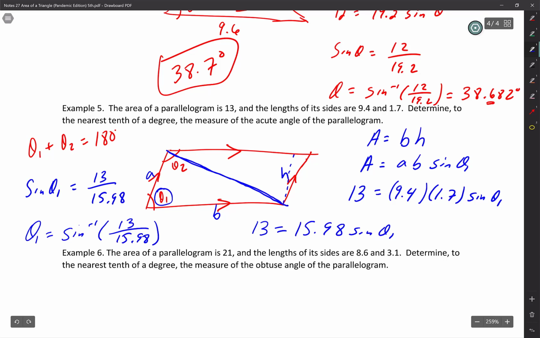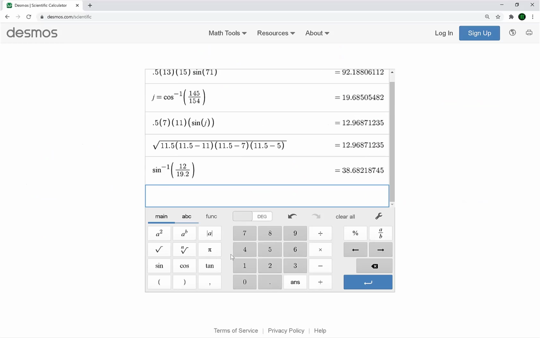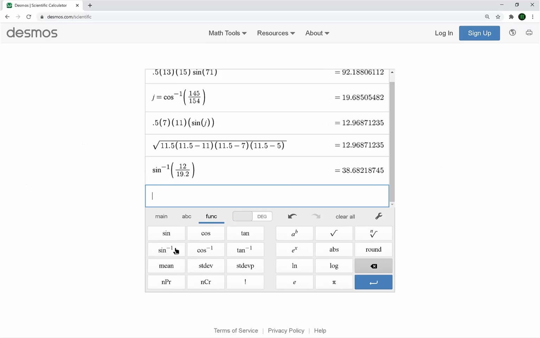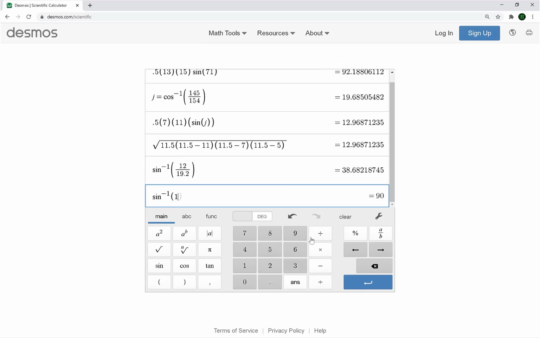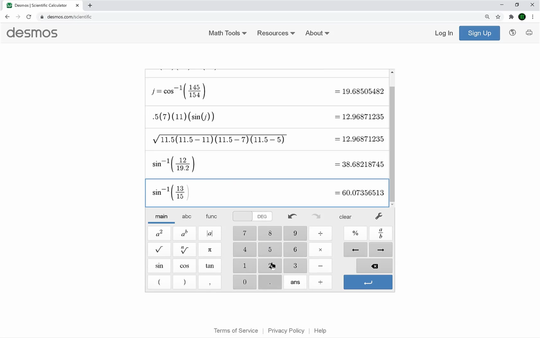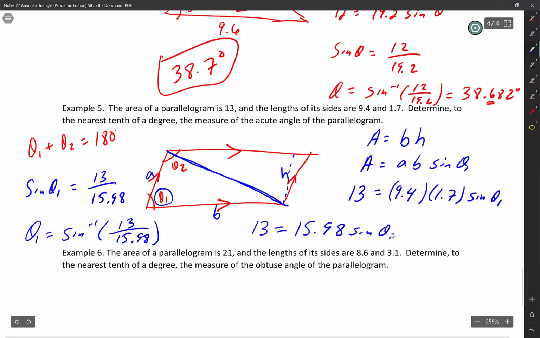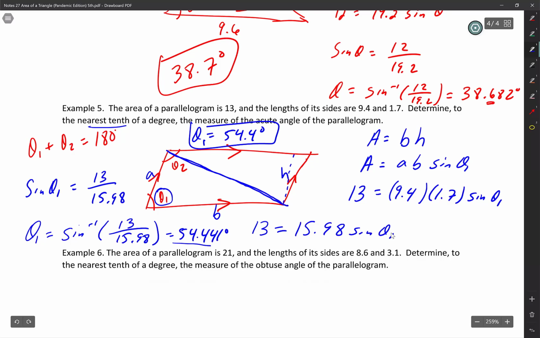So here we go. I'm going to take out Desmos. So 13 divided by 15.98, arc sine. 54.441 degrees. I hope I did everything correct there. 54.441 degrees. And nearest tenth, so 54.4. And there you go.